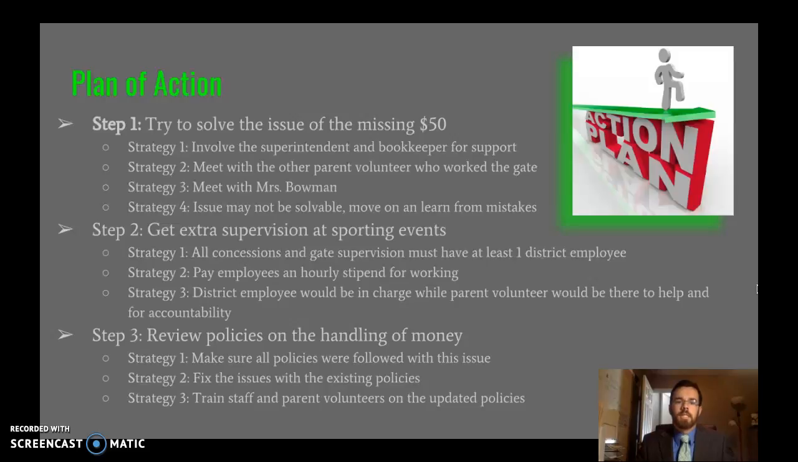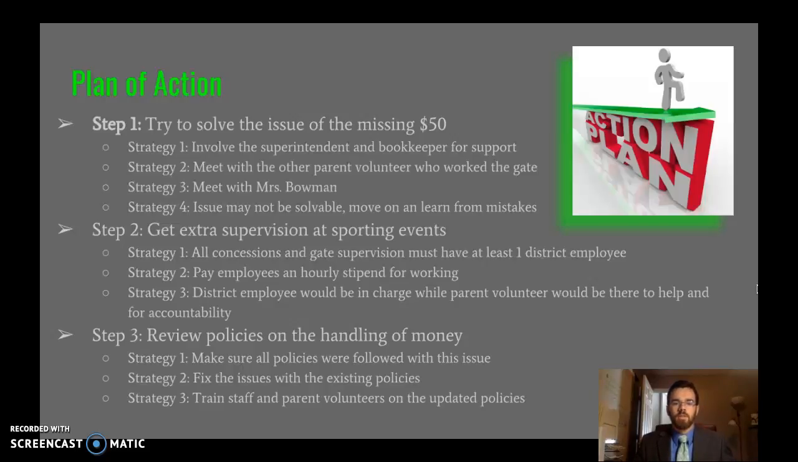That kind of conversation. Strategy 4, the issue just may not even be solvable with all the different things that could have gone wrong. But if it is, solve it. But if not, we need to learn from our mistakes so it doesn't happen again. Because step 2 is get extra supervision at the sporting events. We know that was an issue. We know that was a problem.